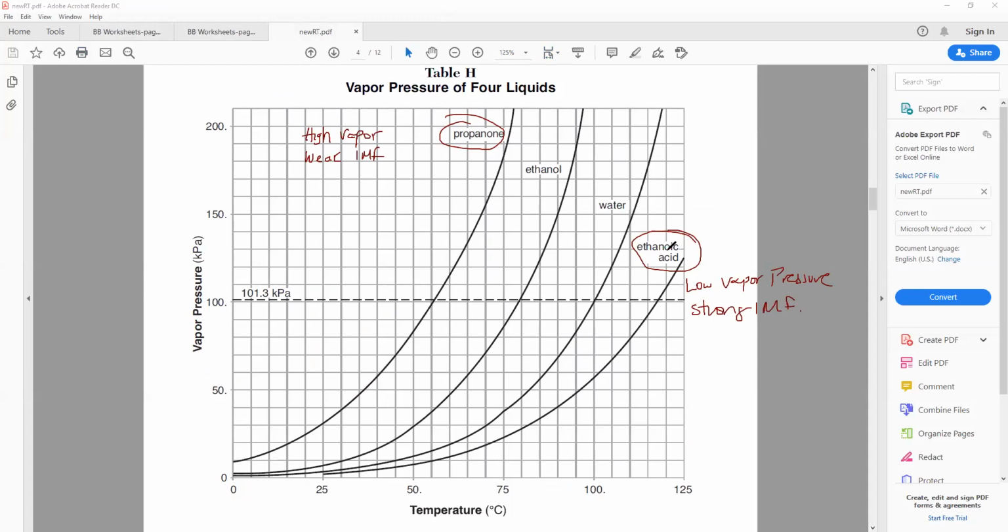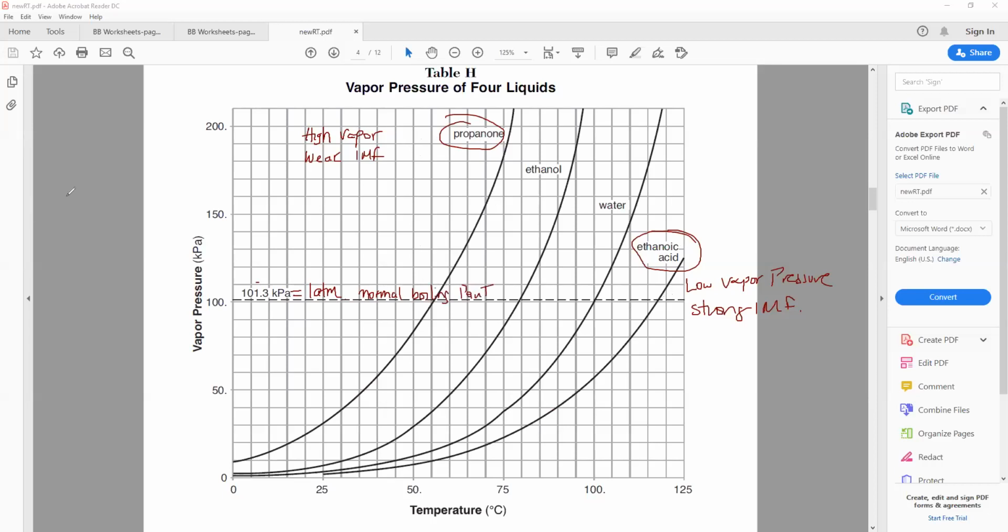So you're going to see ethanoic acid has the strongest intermolecular forces out of the 4 liquids. That's why it has such a low vapor pressure at any temperature. You're going to see that the vapor pressure is going to be the lowest. And propanone has the highest vapor pressure. Okay, now another thing. 101.3 kPa is equal to 1 atmosphere, and it's also called the normal boiling point.